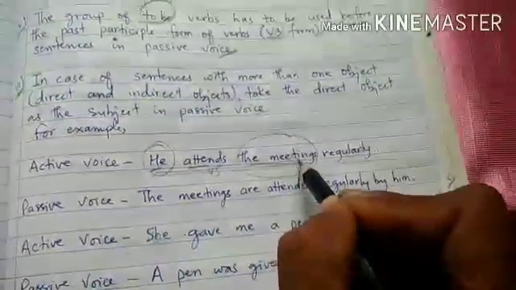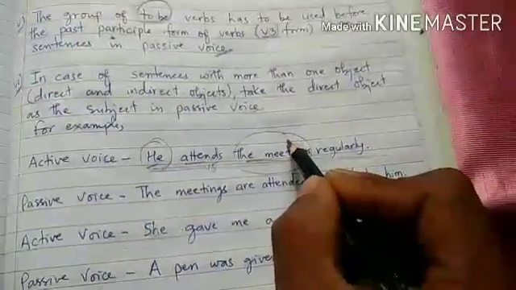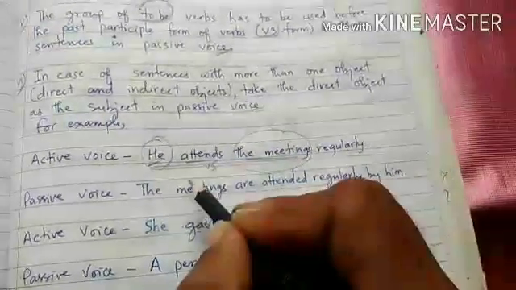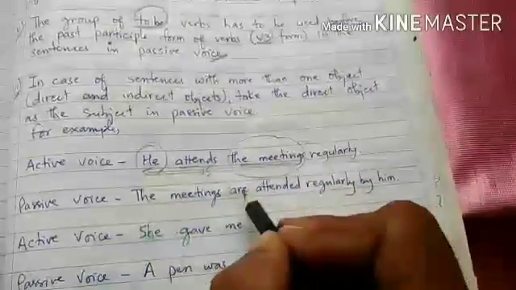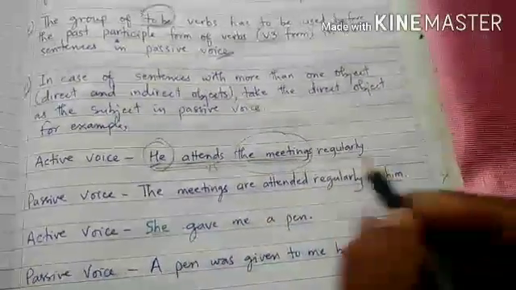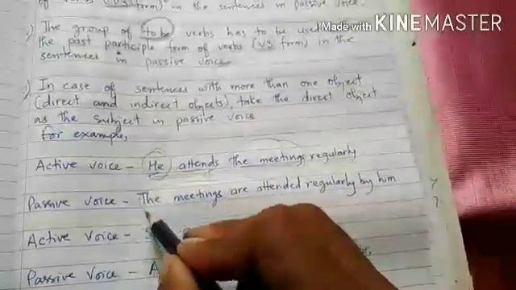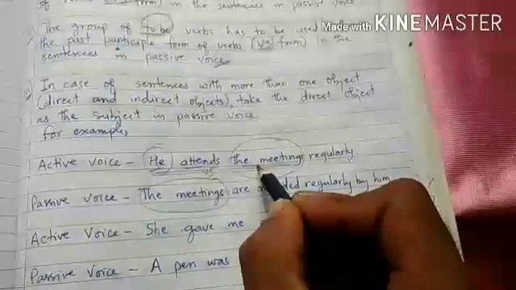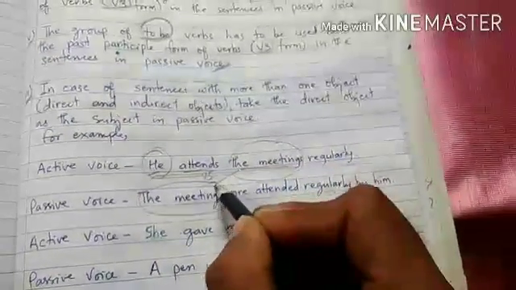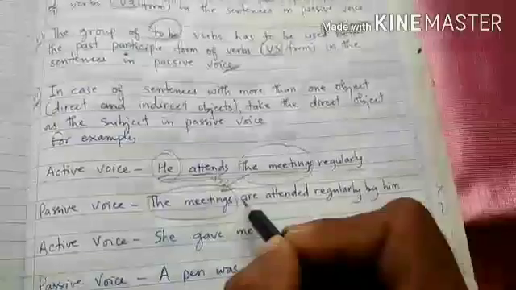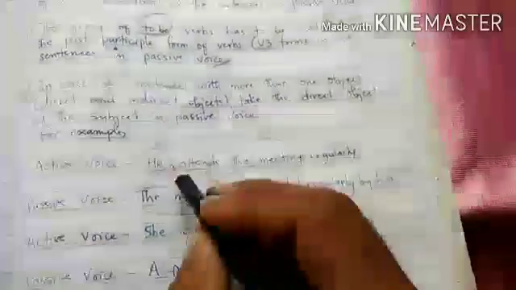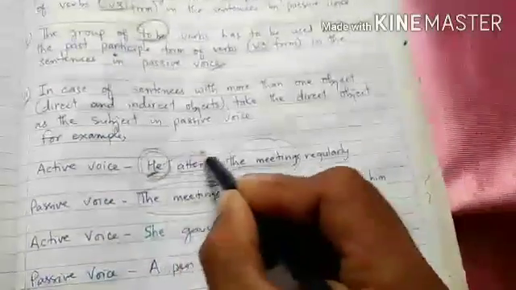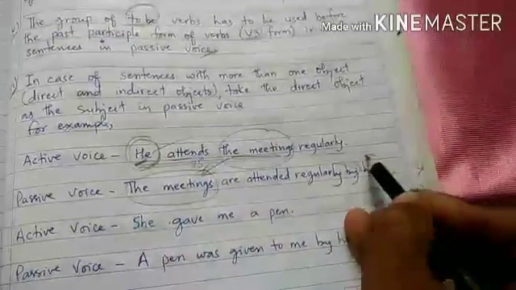So now when we change this sentence in active voice into passive voice, we have to first change the place of object into subject and subject into object. Like here, the meetings are attended regularly by him. Now see here, the meetings is in passive voice. What was it in active voice? It was the object, so here we made the object the subject. The meetings are attended by him. So now here him is the object, and this is the subject. In active voice he was the subject, so we made it the object in passive voice.